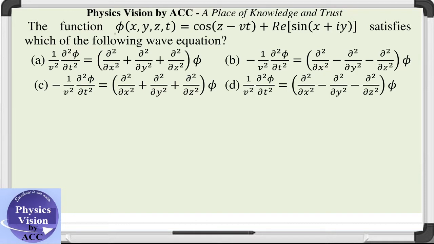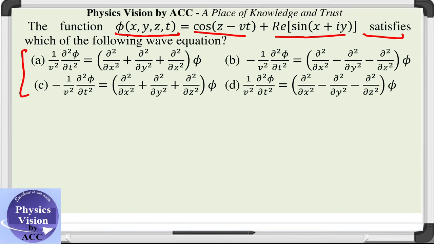The given question is: phi, a function of x, y, z and t, is given as cos of this and real part of this, x plus iota y. And what has been asked in the question is which of the following wave equations this function satisfies. So these are the different forms, and we have been asked which form is satisfied by this given function. It's a very lengthy question and a very good question.